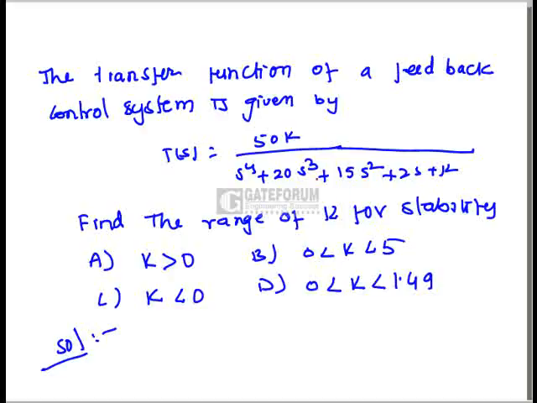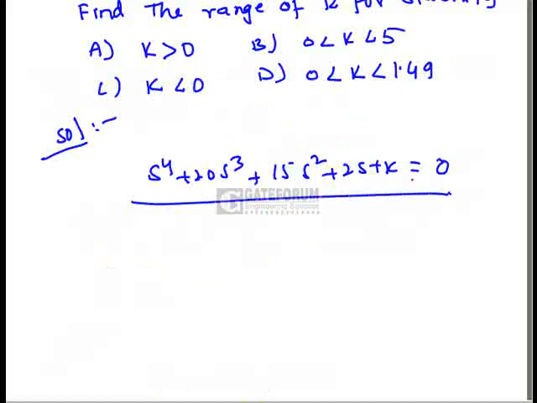Next, after finding the transfer function, we have to find the characteristic equation of the system. Now what is the characteristic equation? If you find the transfer function, the denominator part is nothing but the characteristic equation. Here the denominator is S power 4 plus 20s cube plus 15s square plus 2s plus k, and this is equal to 0. Now this is our characteristic equation.